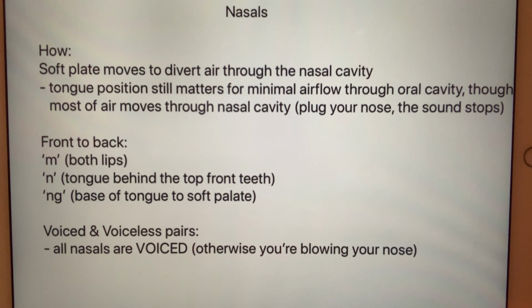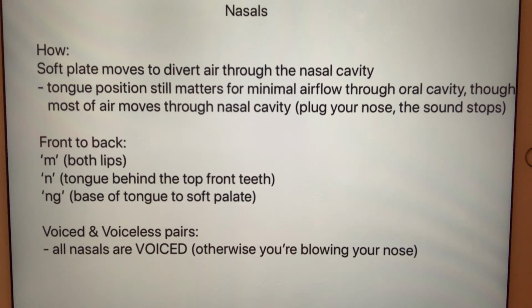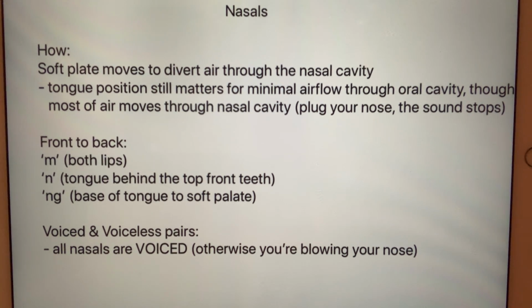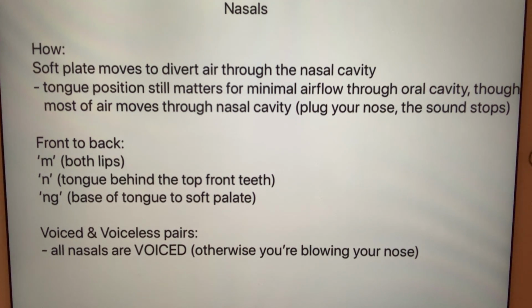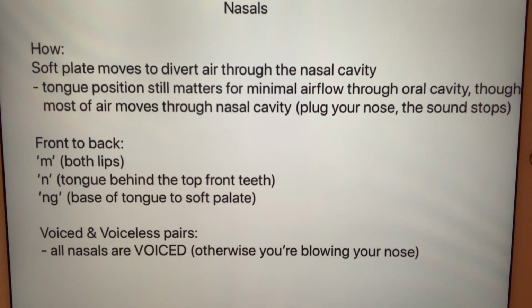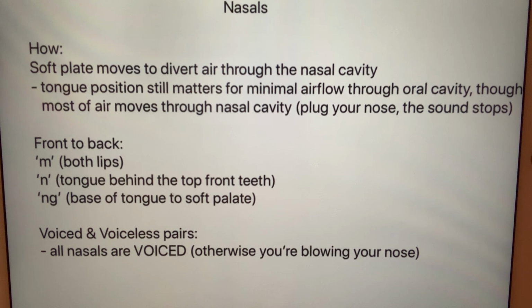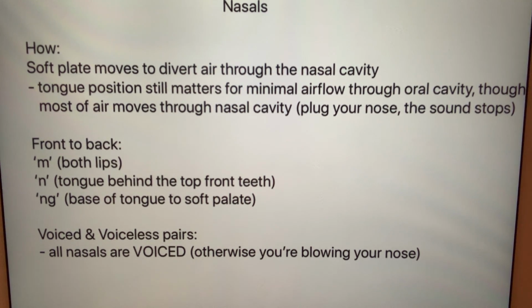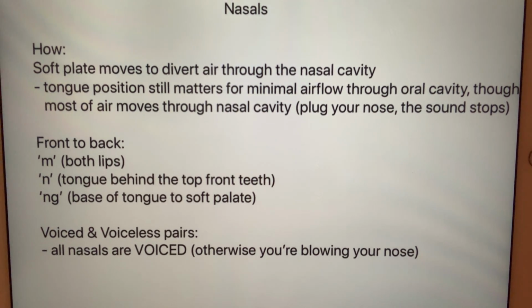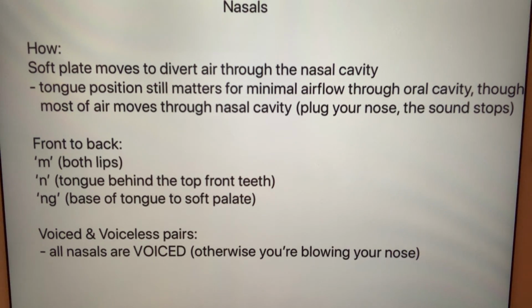The tongue position still matters for this though, because there's minimal airflow that still escapes through the oral cavity. But for the most part, the airflow comes through the nasal cavity, and you can test this by plugging your nose when you say a nasal sound. So try that. Say the M sound. Now plug your nose while you're sustaining it.